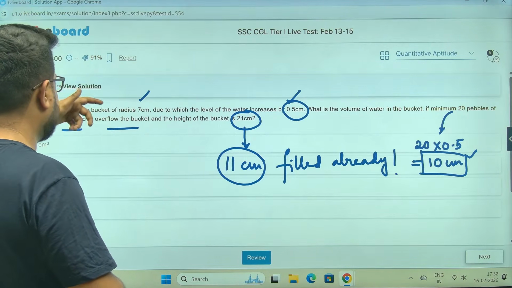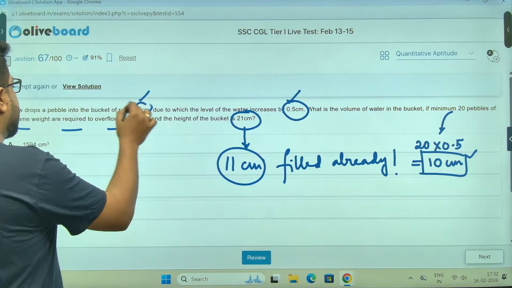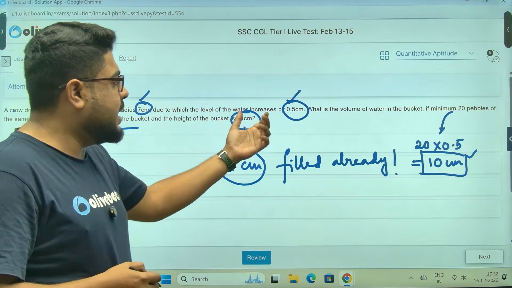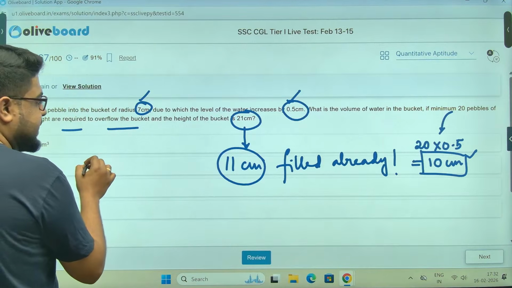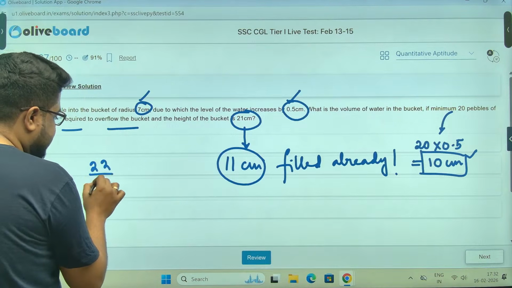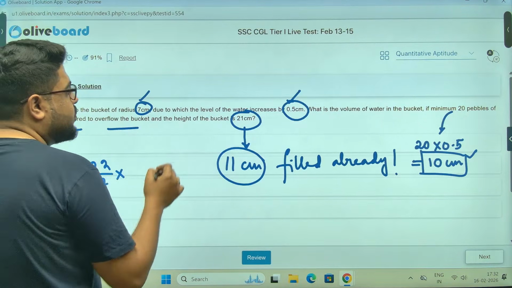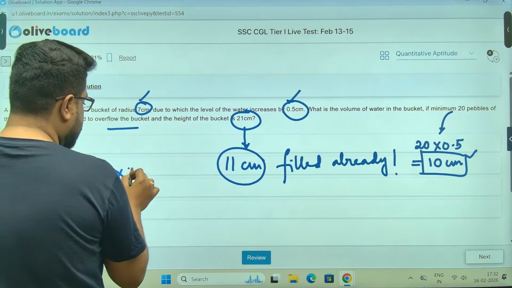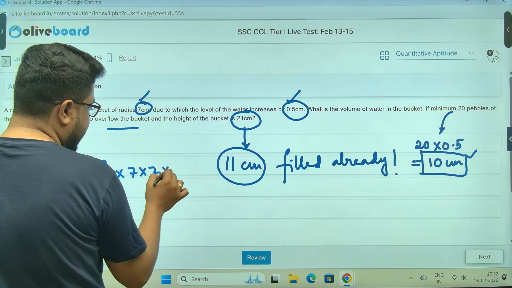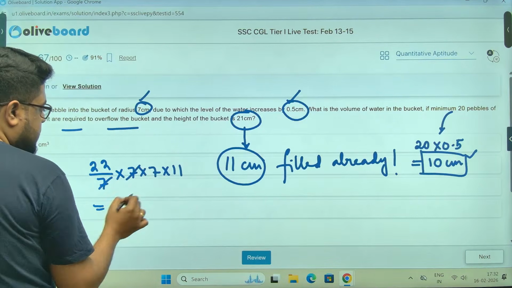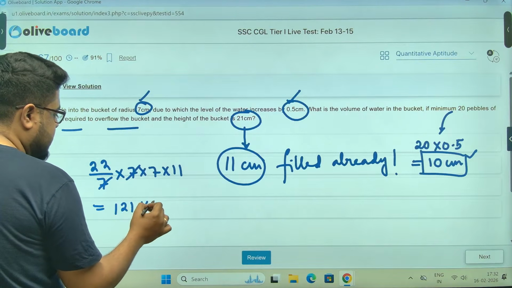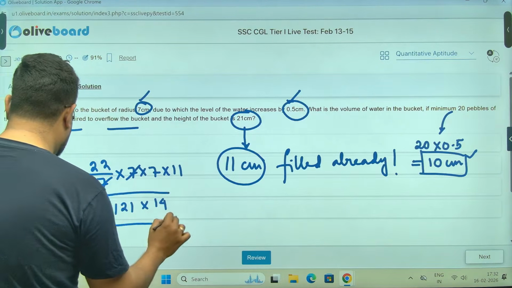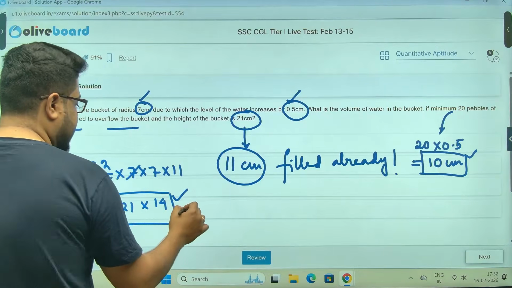Just a second. Radius is given. Acha, it should have been mentioned that it's a cylindrical bucket. It is not mentioned, but again, it has to be a cylindrical one. So pi r square h is the volume. R is how much? R is 7. So 7 square into H, which is 11. So this is going to be 22 by 7 into 49 into 11, so 7 twos are 14. Right? So you just calculate.